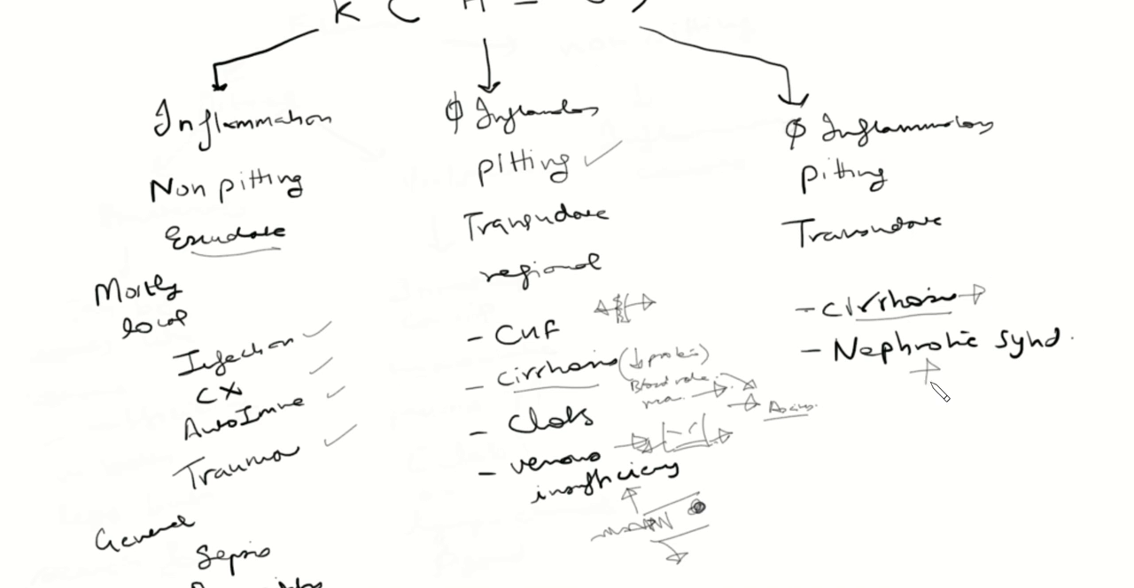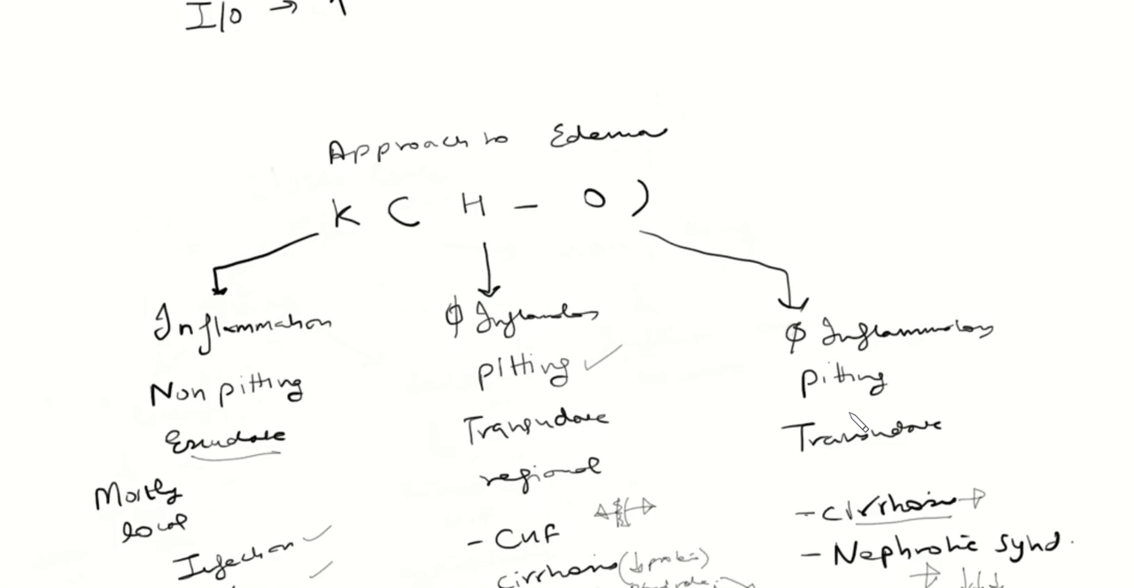And then you have nephrotic syndrome. What's one fun thing about nephrotic syndrome? You pee out all your proteins. So you have what? Anasarca, edema all over. Why? The protein, there's no oncotic pressure to pull it back in. Okay? Excellent. So that's our approach to edema.